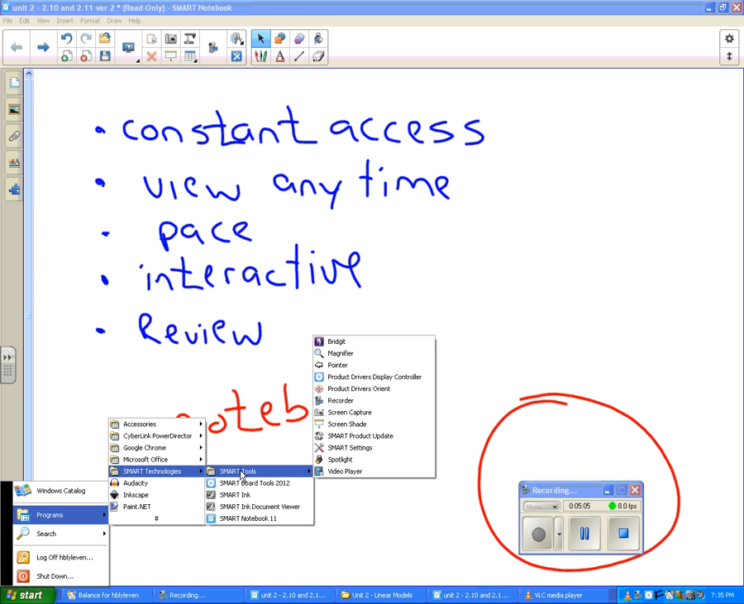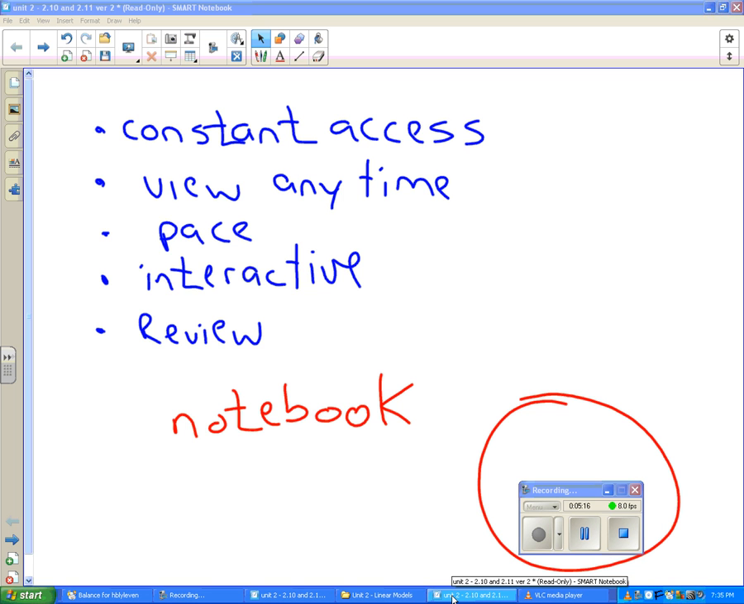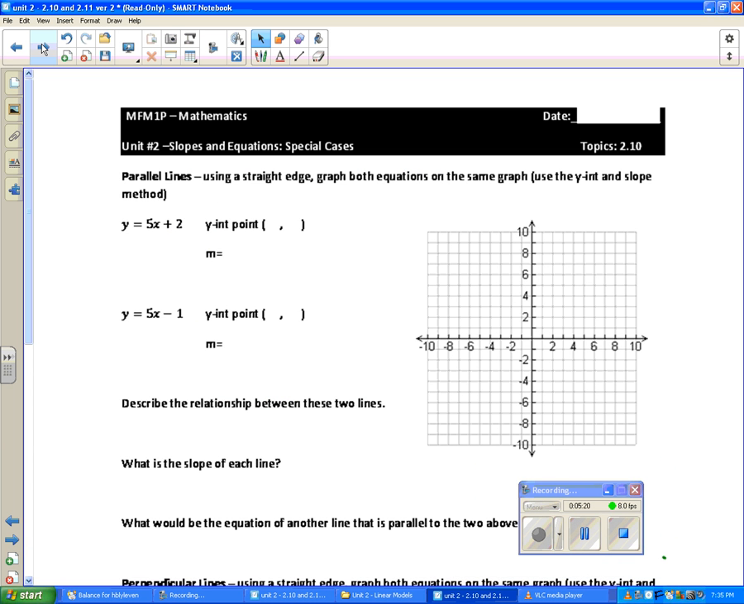Well, how do I use it in my classroom? How can we use this to help our students? How do we use this to help structure our lessons? Let me open up another page here. This is a lesson that I have for my grade 9 mathematics class. In Unit 2, we looked at slopes and equations, and here we looked at special cases. So we've already done a little bit of it. This is the exact handout that my students have.